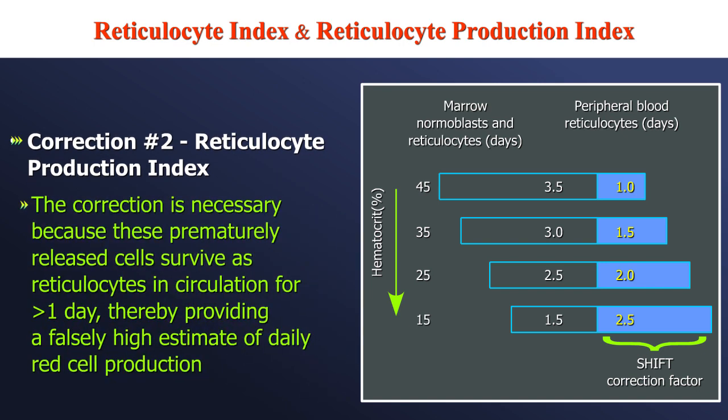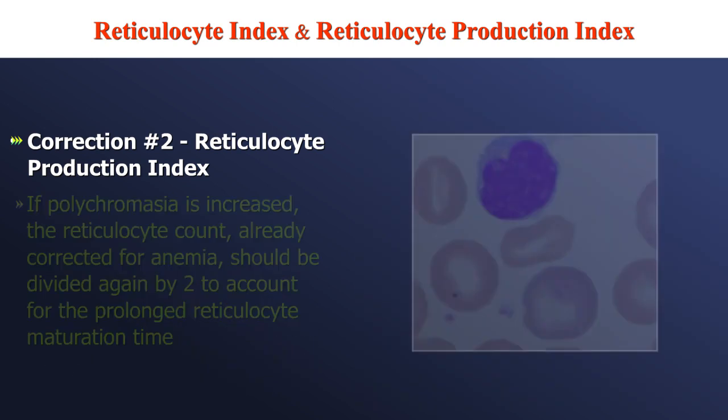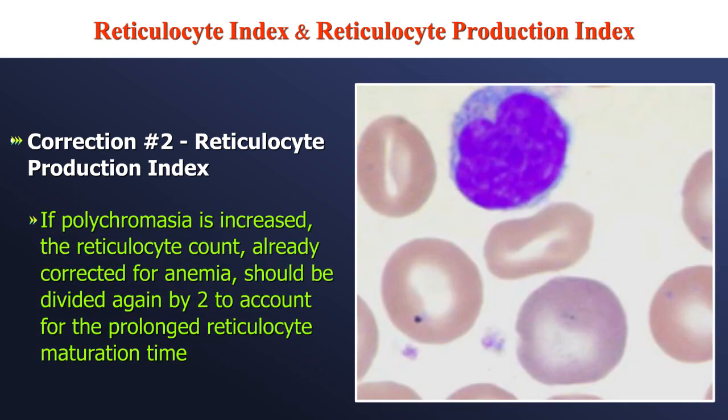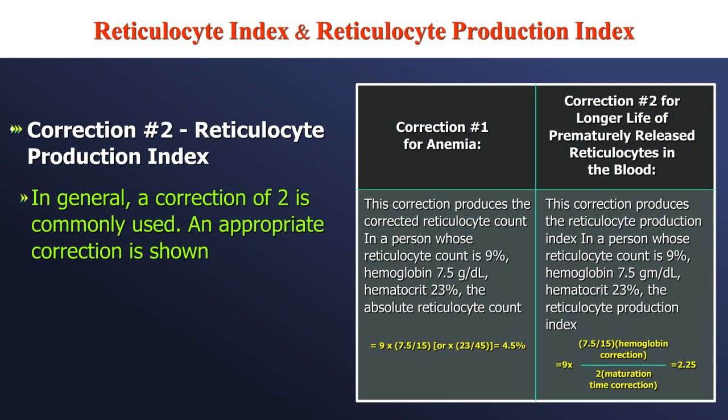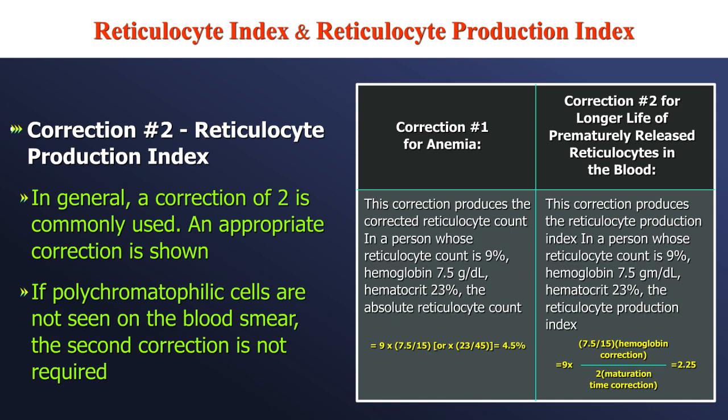The correction is necessary because these prematurely released cells survive as reticulocytes in the circulation for more than 1 day, thereby providing a falsely high estimate of daily red cell production. If polychromasia is increased, the reticulocyte count already corrected for anemia should be divided again by 2 to account for the prolonged reticulocyte maturation time. The second correction factor varies from 1 to 3 depending upon the severity of anemia. In general, a correction of 2 is commonly used. Appropriate correction is shown. If polychromatophilic cells are not seen on the blood smear, the second correction is not required.